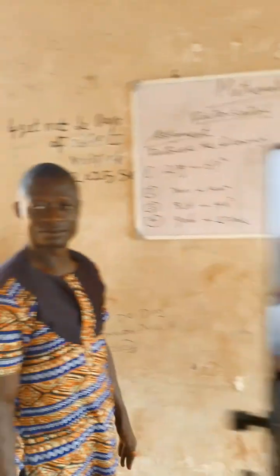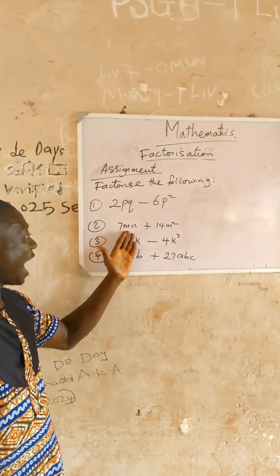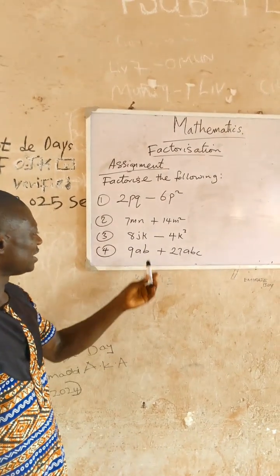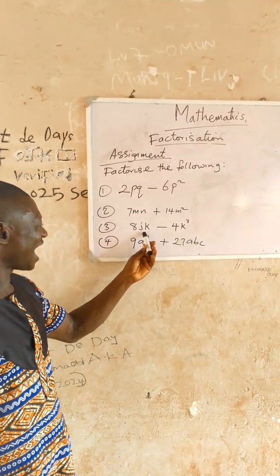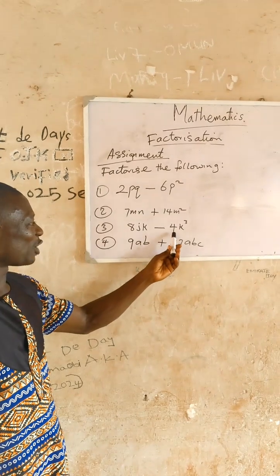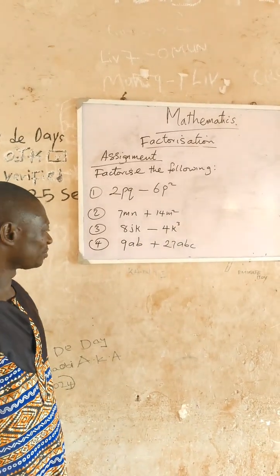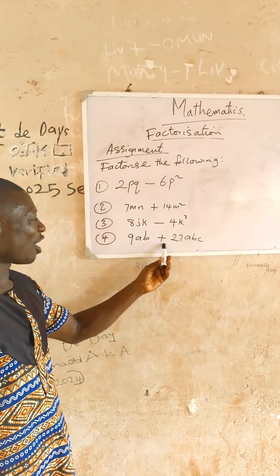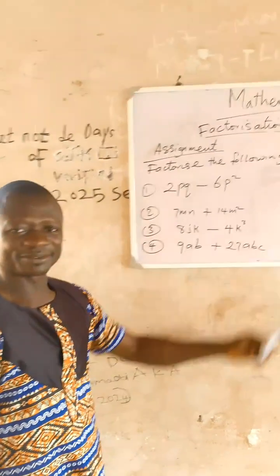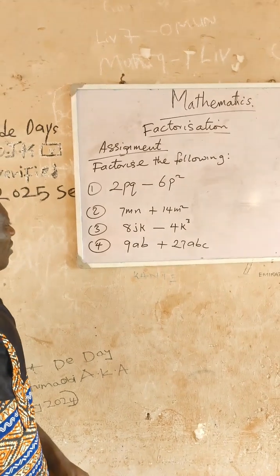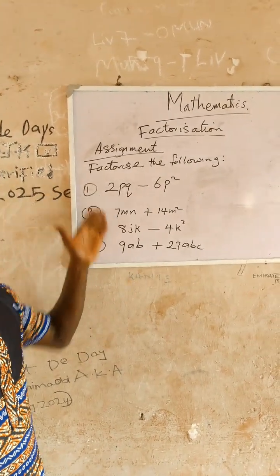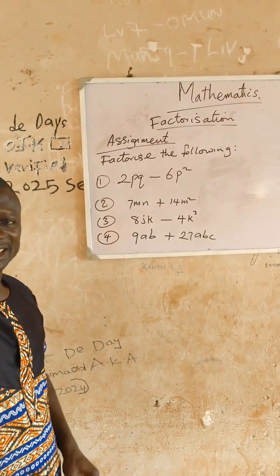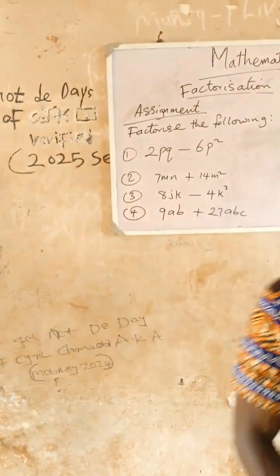The other questions are 6p squared, 7mn plus 14m squared, 8jk minus 4k to the power 3, and the last one is 9ab plus 27abc. Yes, you do the assignment here and let me know the correct answers in our next class. Number 3. Number 3, yes.